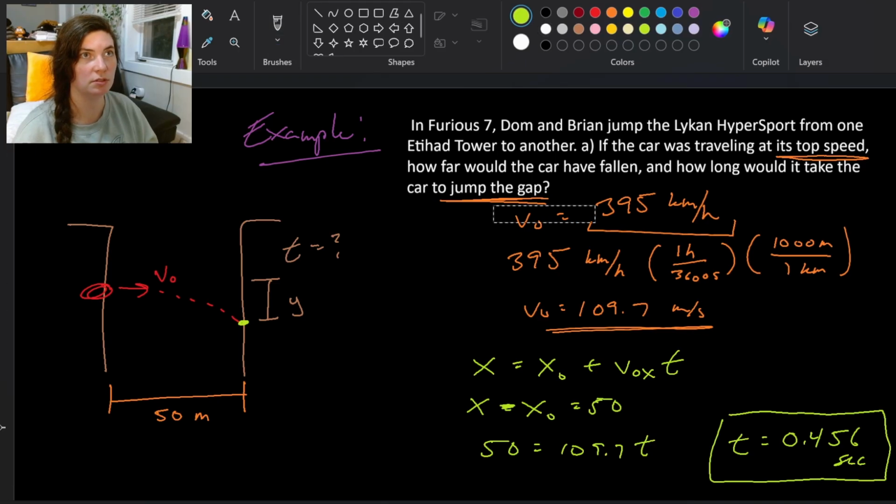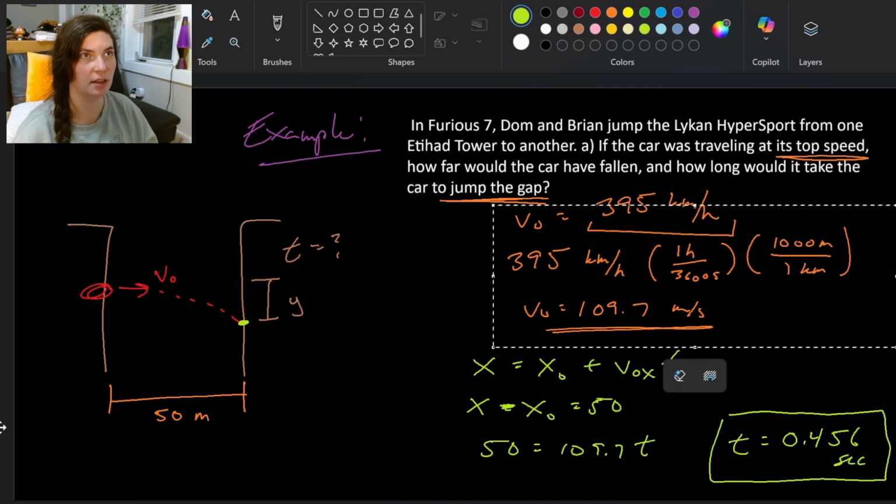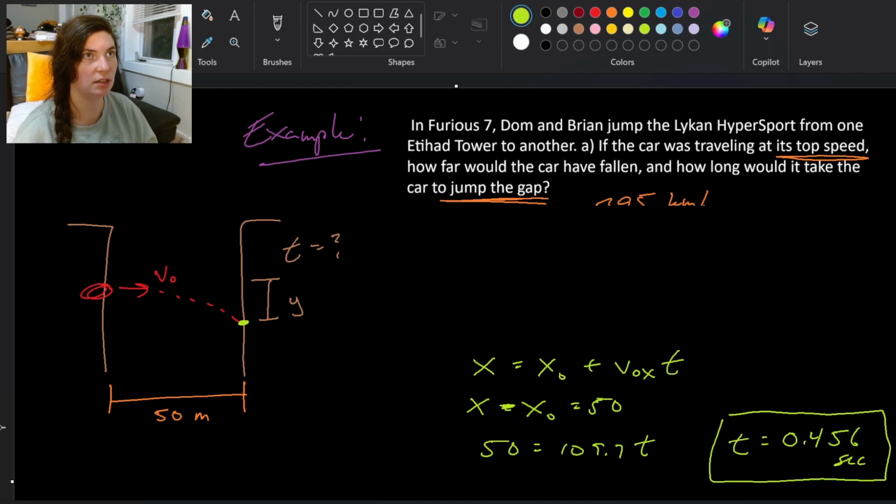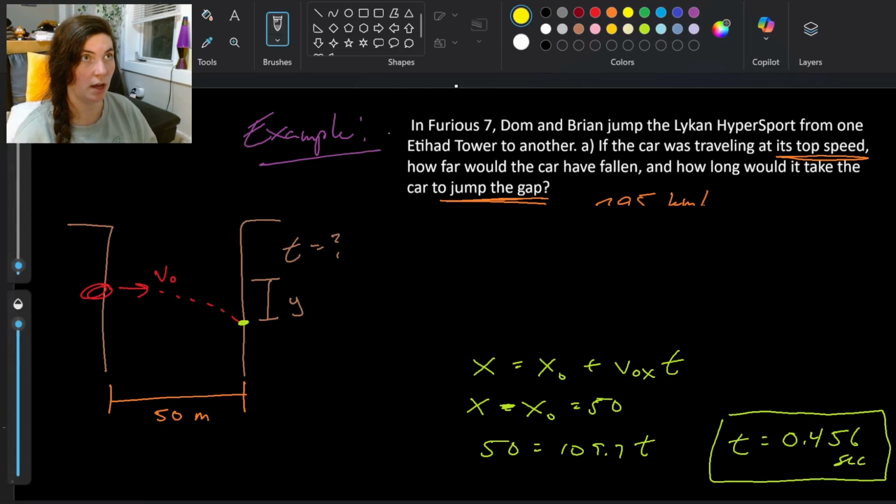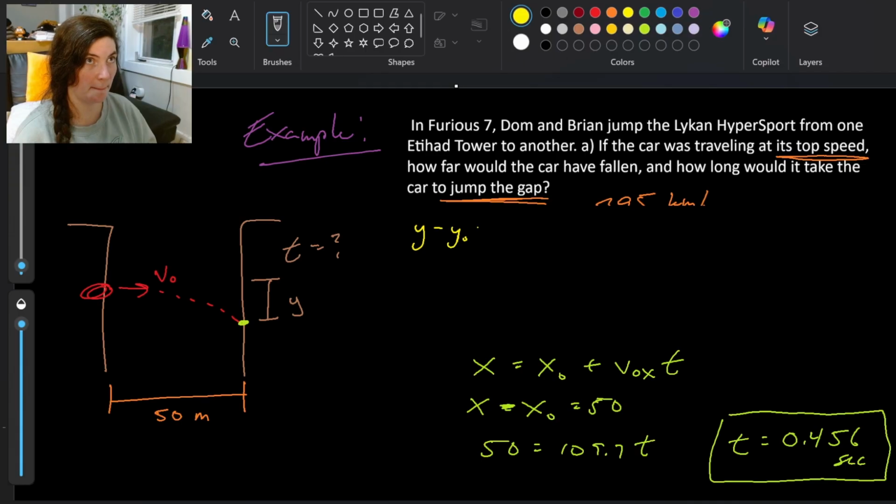I'll move all of this. I might just delete it. I'm going to put in my other equation, the equation that has no final velocity: y minus y naught equals v naught y times t plus 1/2 a t squared. I know my time. I know my initial velocity. It's 0. I don't know this change in y. This is what I'm trying to find.